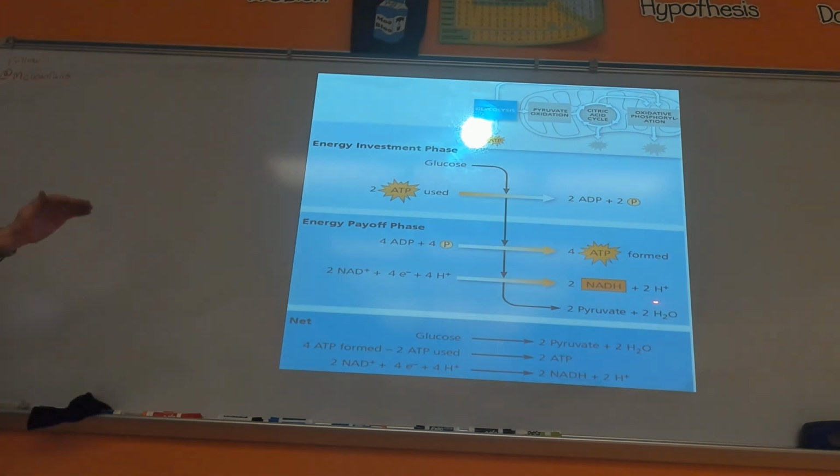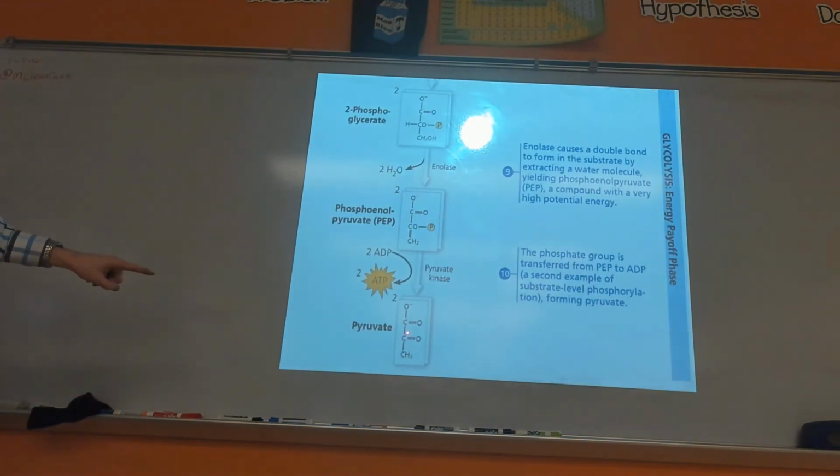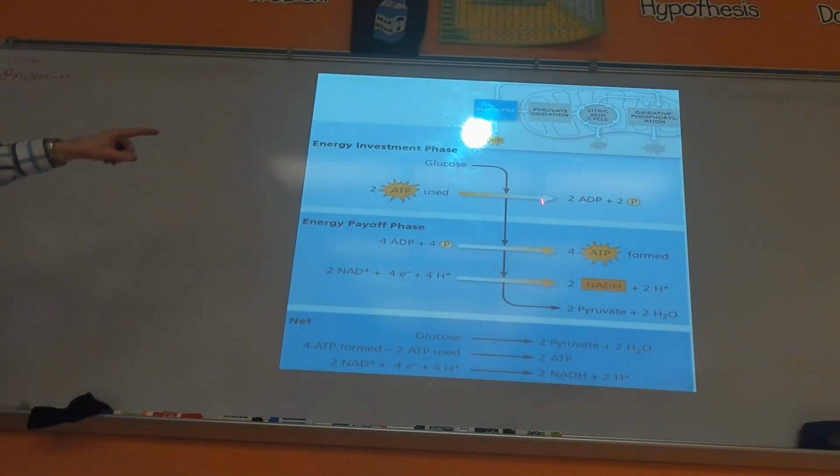All right, now that pyruvate, that's the name of this 3-carbon sugar. This pyruvate is now going to be put into the mitochondria, and we're going to do something called pyruvate oxidation. Pyruvate oxidation is super short. Oh, getting ahead of myself. Let me stop us there.